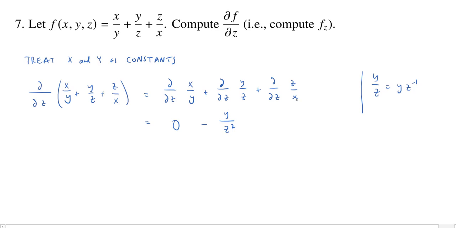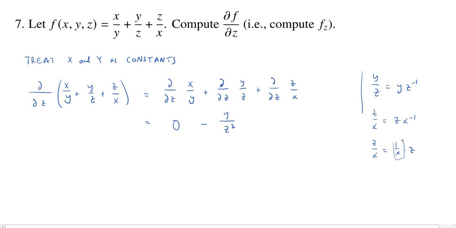Okay, and then finally we have z over x, and you might say, well, I could do z over x, and think of that as zx to the negative 1. I would hesitate before doing that, because you might start thinking you're going to use the power rule on x to the negative 1, which we're not, because x is a constant here. In fact, this is really better written as 1 over x times z.